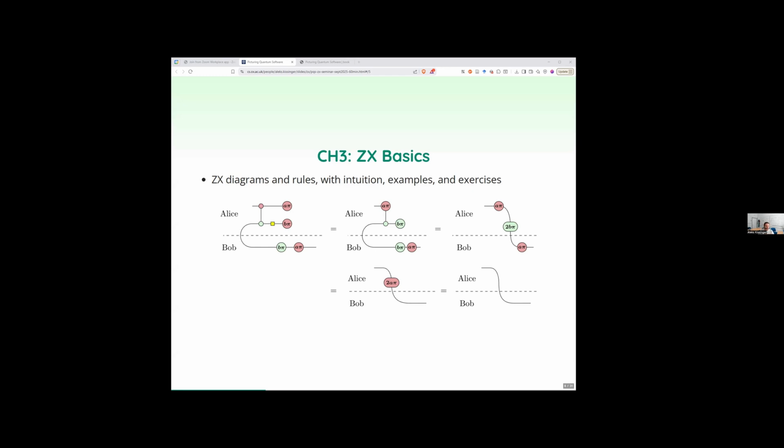Okay, so here's a fairly familiar example where we have quantum teleportation written as a ZX diagram, and you can see that through applying the rules, you can verify that the protocol works. So we have simple things like teleportation, magic state injection, some circuit simplification things in this chapter.